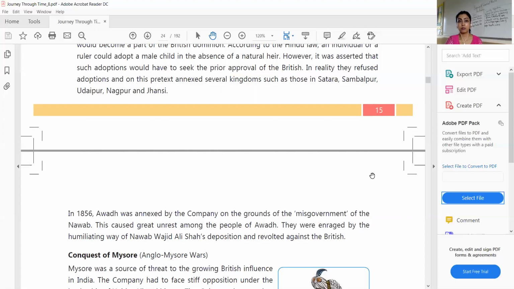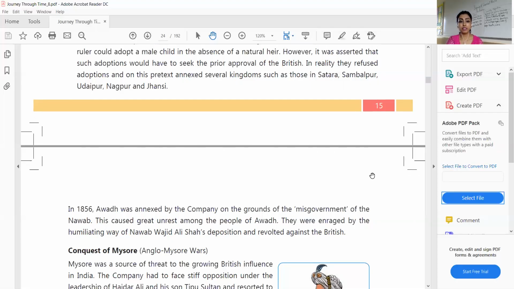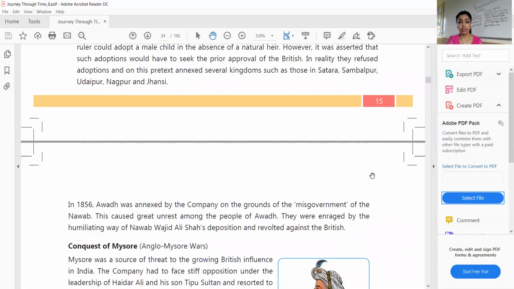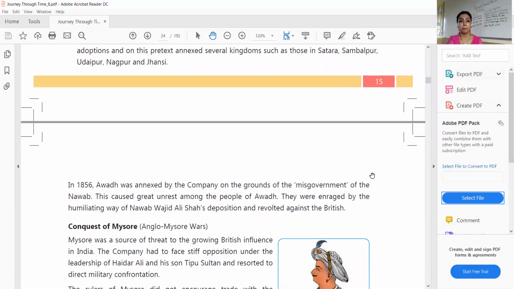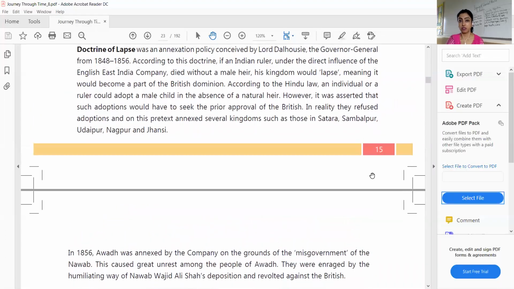They were enraged by the way Nawab Wajid Ali Shah was removed from his position, just because the East India Company said that there was misgovernment and he was not able to rule properly. That is why people got angry with the removal of the Nawab of Awadh, Nawab Wajid Ali Shah. And because of this anger, the people of Awadh started to protest and revolt against the British. So this was all about the Doctrine of Lapse.